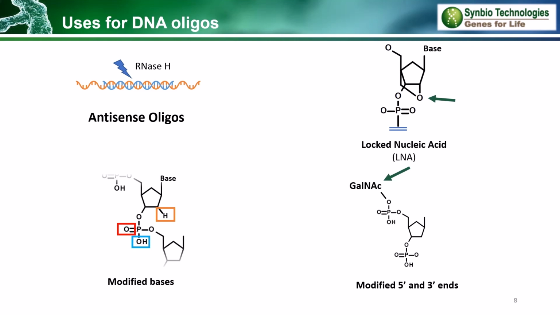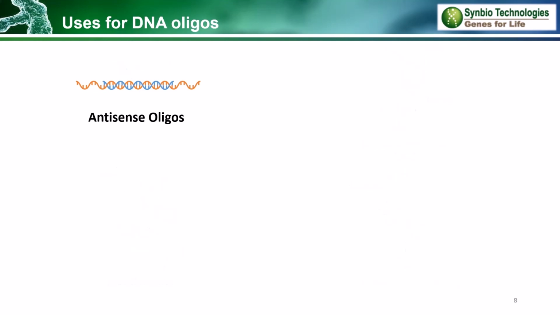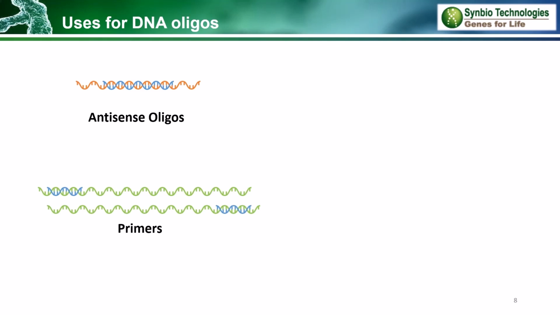Finally, 5' end modifications such as using GalNAc, as depicted here, can increase the amount of ASO taken up by the cell. Now for one of the most common uses for oligos, primers. Primers are used in PCR to enable polymerase to bind to specific sites on the DNA.